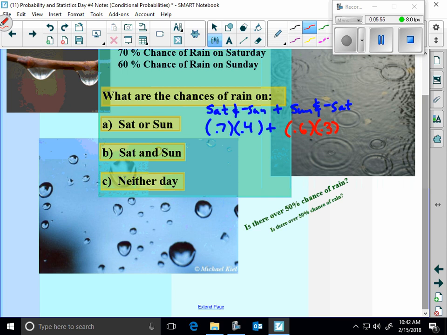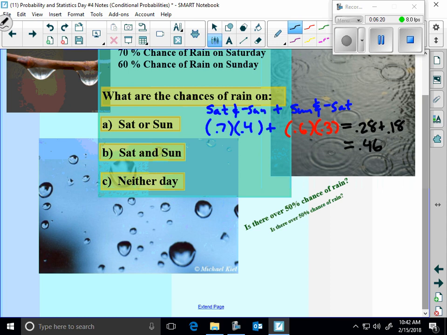Okay, now this multiplication can be done relatively easily. What's 7 times 4? 28, so that's 0.28. And 6 times 3, 18, so 0.18. So this is 0.28 plus 0.18, which is, go figure, less than 50% chance that it rains Saturday or Sunday. Weird.